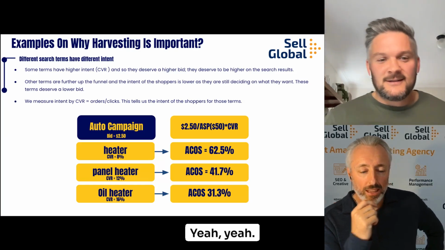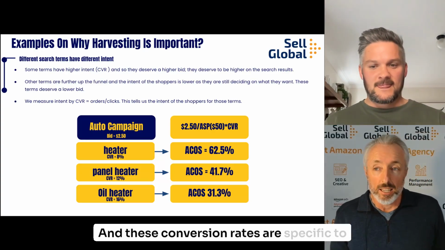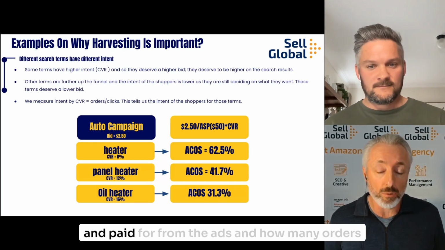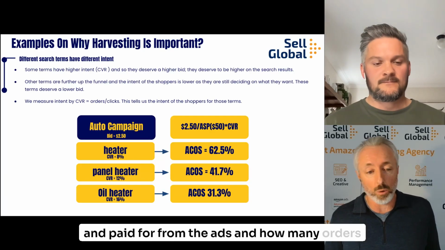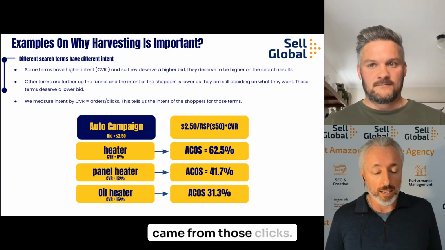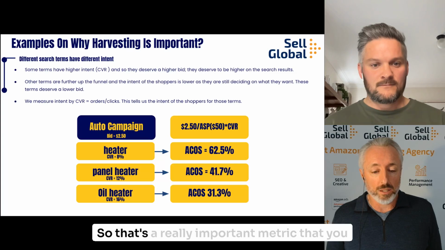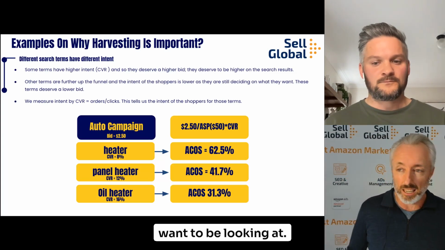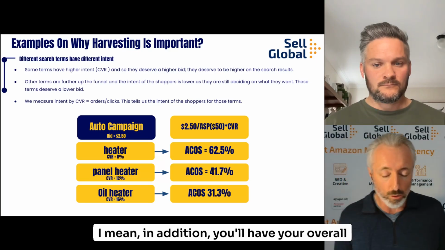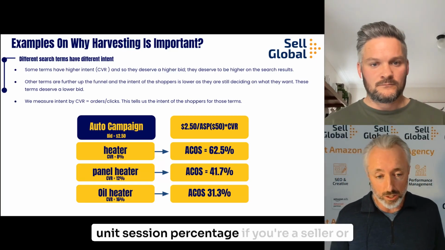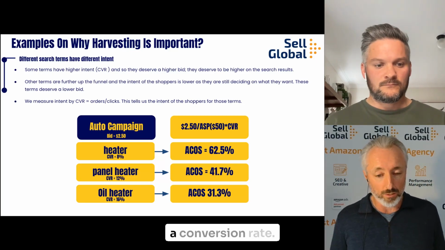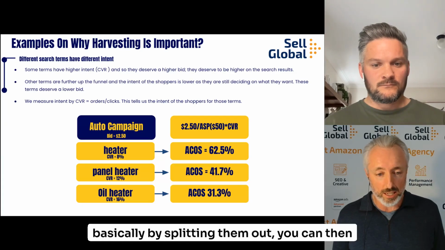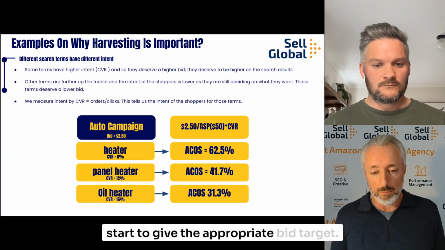Yeah. And these conversion rates are specific to the advertising, to how many clicks you got and paid for from the ads, and how many orders came from those clicks. So that's a really important metric that you want to be looking at. In addition, you'll have your overall unit session percentage if you're a seller, or a conversion rate as a vendor. Basically, by splitting them out, you can then start to give the appropriate bid target.